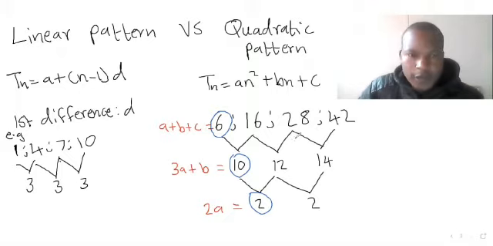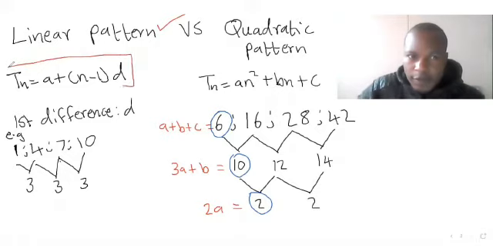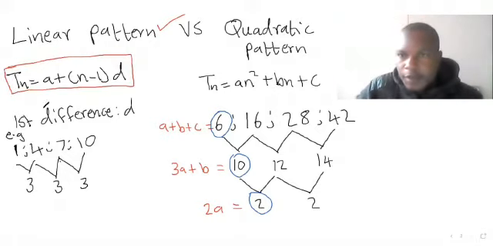So now, gents, I want us to shift focus from the linear pattern, which we did the last time, to the quadratic pattern. But before then, I want us to just highlight a few differences between the two. So now the linear number pattern, which we did the last time, made use of the formula. So that would be this formula here highlighted. So now this formula in itself only works for the linear pattern.